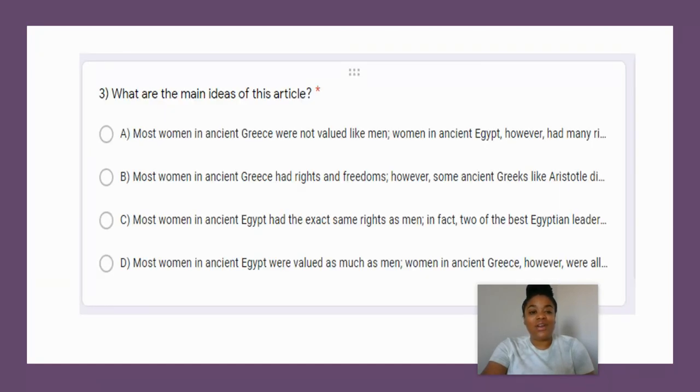Question 3, what are the main ideas of the articles? You guys did great with identifying the main idea. The correct answer is A. Most women in ancient Greece were not valued like men. Women in ancient Egypt, however, had many rights.